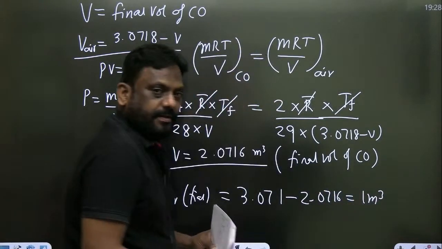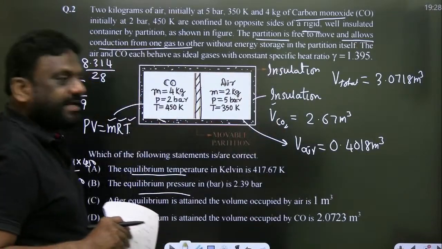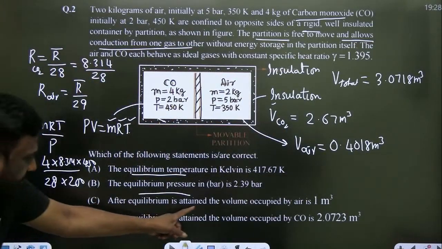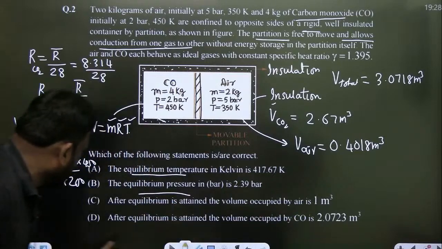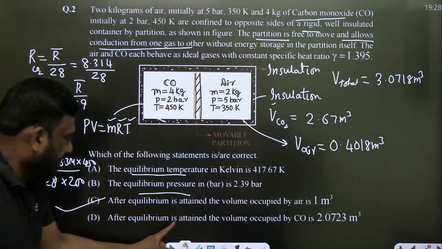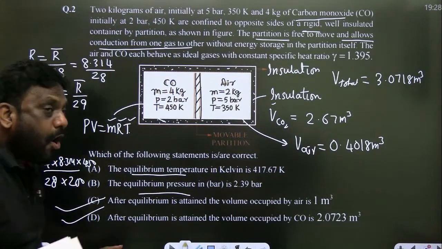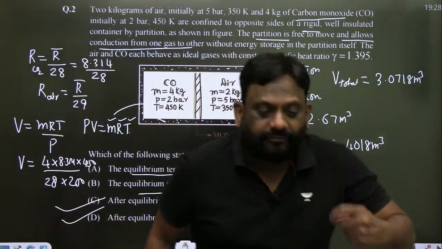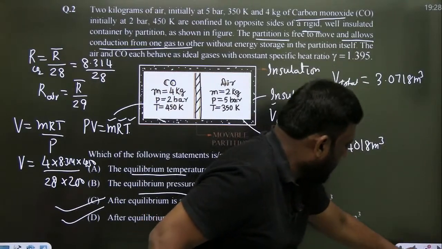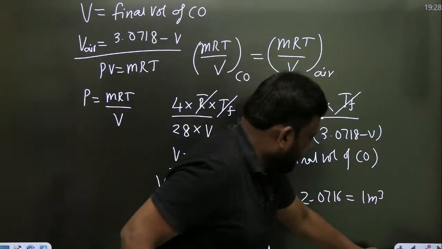Sir, just check the options once. After equilibrium, the volume occupied by air is 1 meter cube. This is correct. After equilibrium, the volume occupied by carbon dioxide is 2.07. This is also correct. Oh my God! I have to find out equilibrium pressure and equilibrium temperature. Now how will we do it? Anyone?